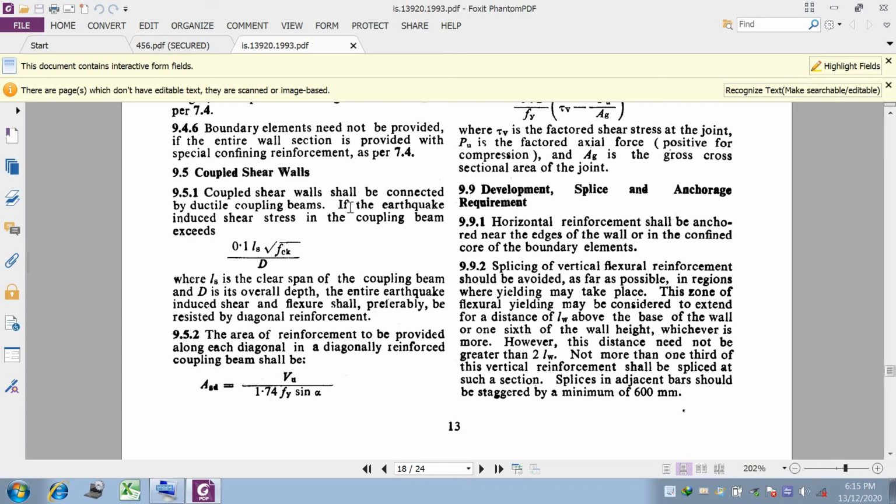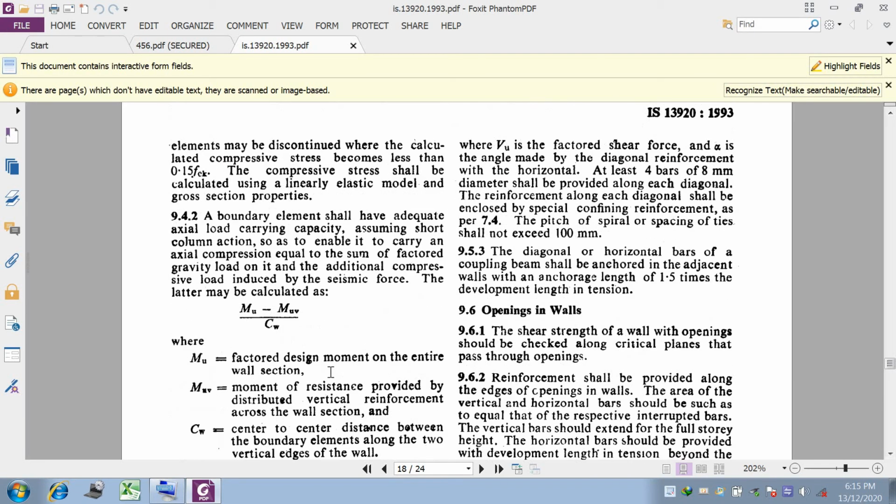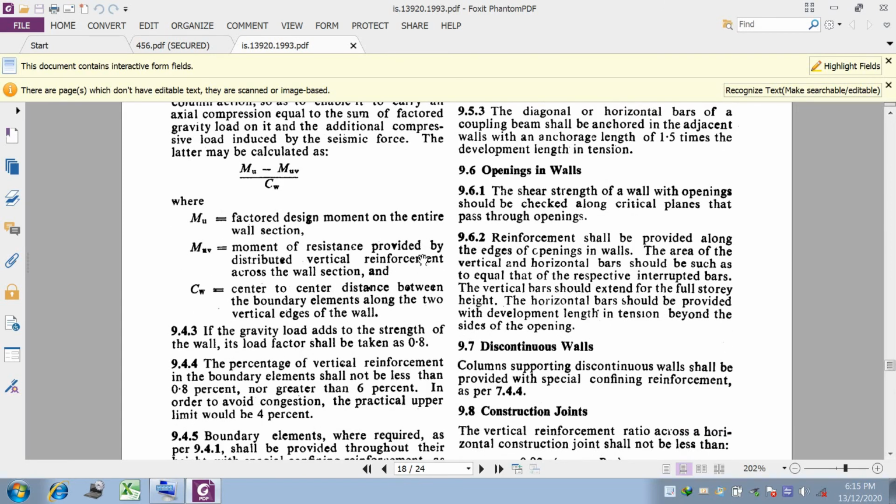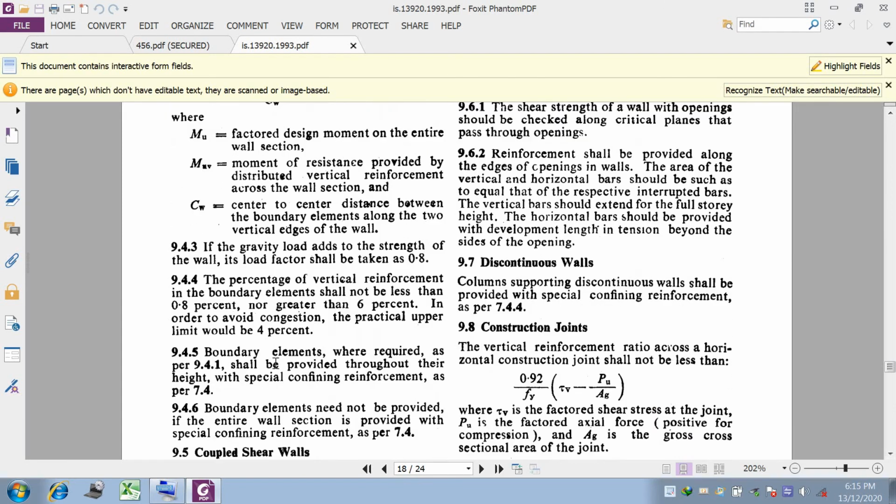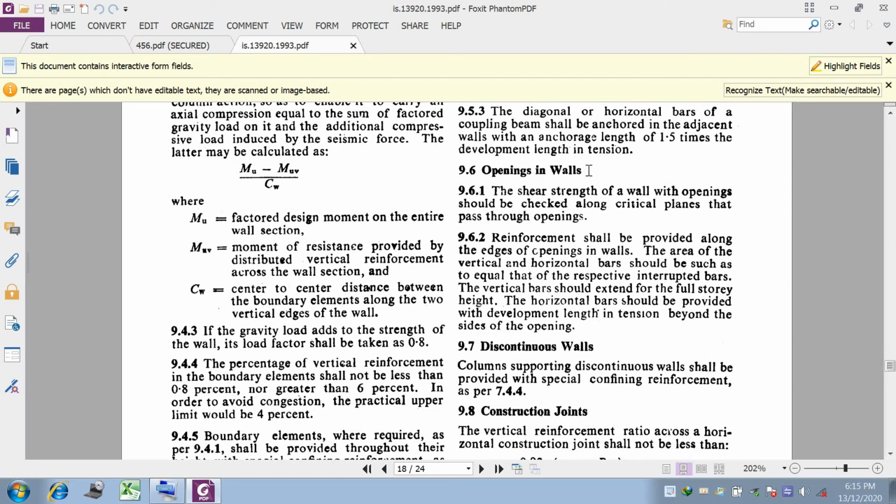Coupled shear walls are generally connected by ductile coupling beams. So if the earthquake induces shear stress, then the shear stress in the coupling beam should not exceed 0.1 times Lb under root fck by D, where Lb is the clear span of the coupling beam, and D is the overall width of the beam. So this is the general requirement of a coupled shear wall. You can go through this, and we can skip this part and go for the opening in the wall.